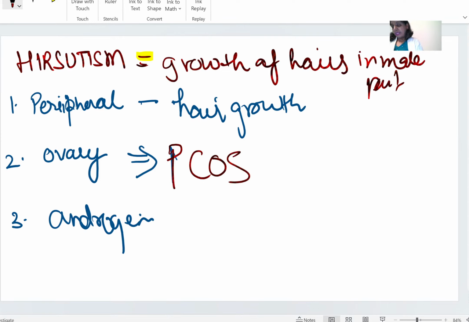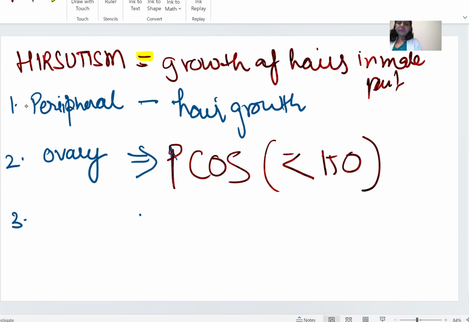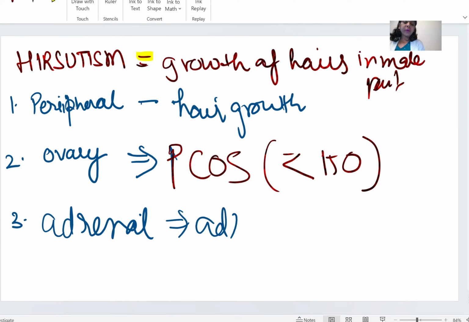It is PCOS. And in PCOS, the testosterone levels are less than 150. The source is adrenal cortex. In which problem? Adrenal cortex becomes the source. In which problem? Very good, Dr. Isra. In the adrenal tumors.